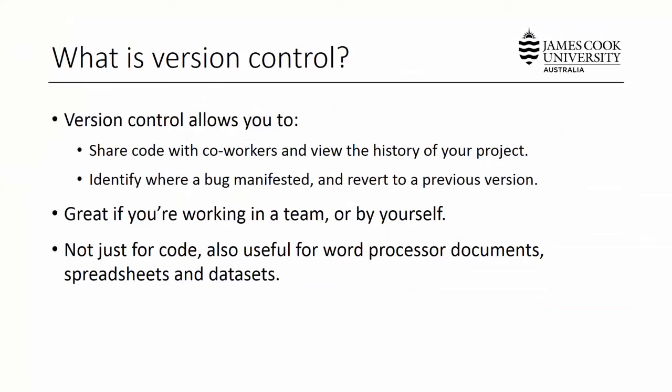So version control, by storing the entire history of the project, allows you to identify a specific location where a bug may have manifested. And this is really useful for debugging an error because if you know exactly every line that was changed, you can always revert to the previous version when it was working and see what went wrong. So it's great if you're working in a team or by yourself. And I thought I'd note, it's not just for code. You've also seen version control being used nowadays for word processor documents, specifically if you're using LaTeX over Microsoft Word, and also spreadsheets and publicly available datasets.